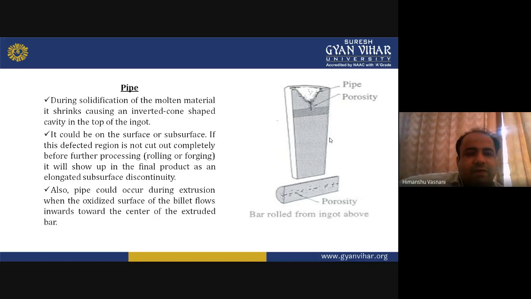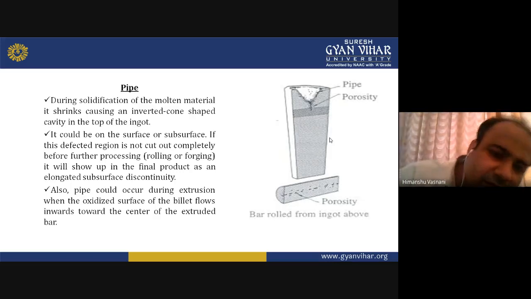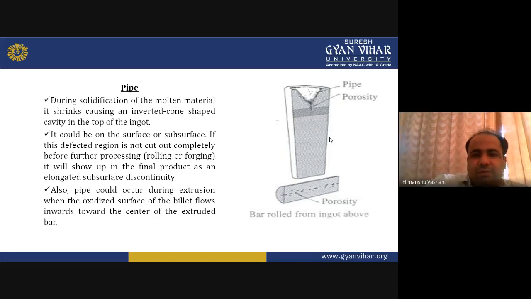If the defective region is not cut out properly for further processing, it will end up in the final product as an elongated subsurface discontinuity, right? Why? Because suppose you are doing a further rolling or forging process, so what happens?